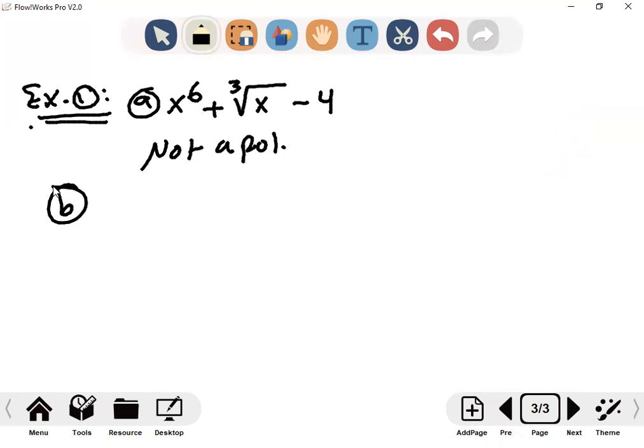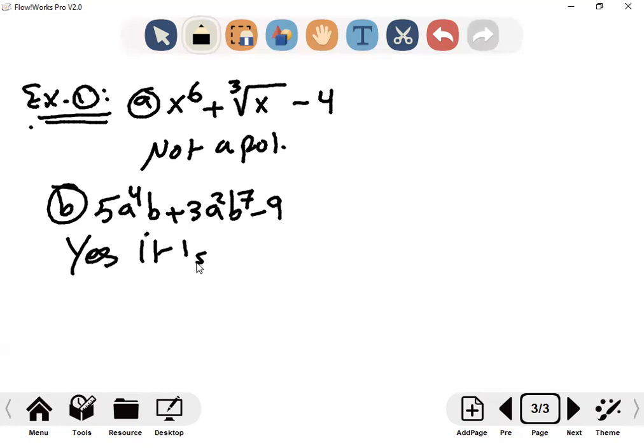Part B, we have 5a power 4 b plus 3a power 2 b power 7 minus 9. Is this a polynomial? Yes, it is a polynomial. So yes, it is a polynomial. So what's the degree of it?